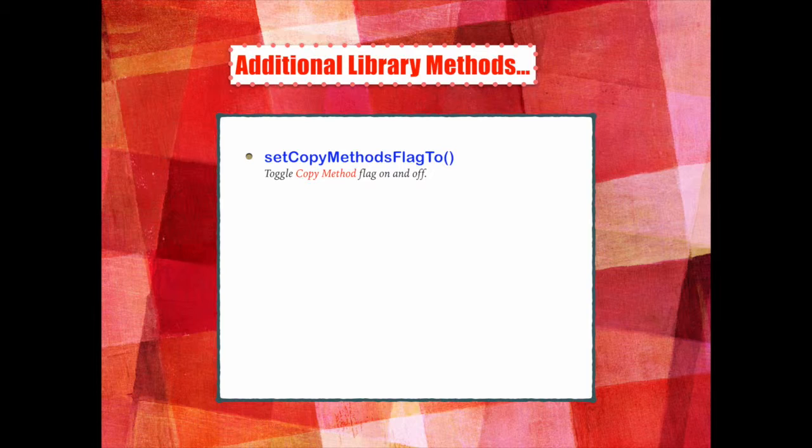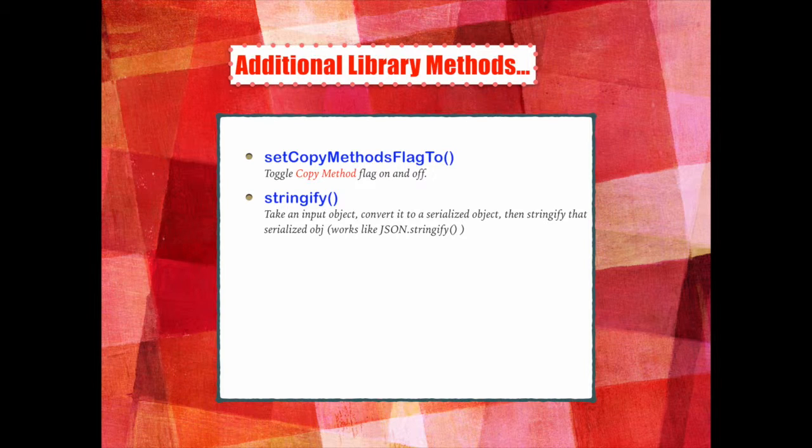The first method is setCopyMethodsFlagTo. This takes a Boolean. By default, it's set to false. But if you want to, in your serialization process, make sure that any methods, JavaScript methods, that were added to the object that you're serializing get serialized as well, you'd set this to true before you do it.